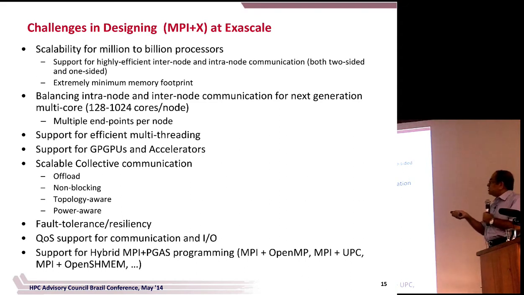Okay, so the first of course is scalability. You want to achieve millions or billions of processes. So that means you need very highly efficient inter-node communication and intra-node communication, both two-sided and one-sided. Okay, so that is the biggest challenge.